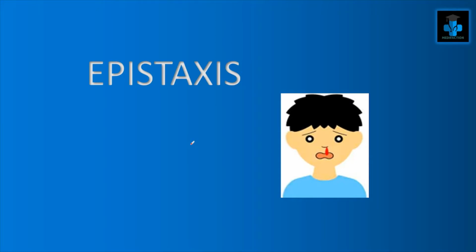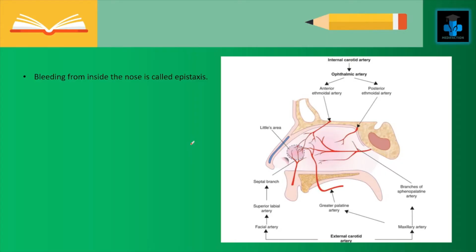Today, let's learn about epistaxis. So, what do you mean by epistaxis? It is nothing but the bleeding from inside the nose. So, before moving into detail, let's learn about the blood supply of both the nasal septum and the lateral wall of the nose. So, here we can see the nasal septum.